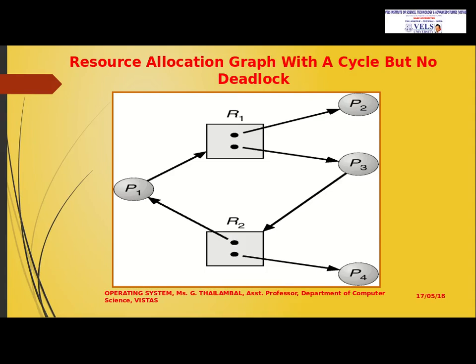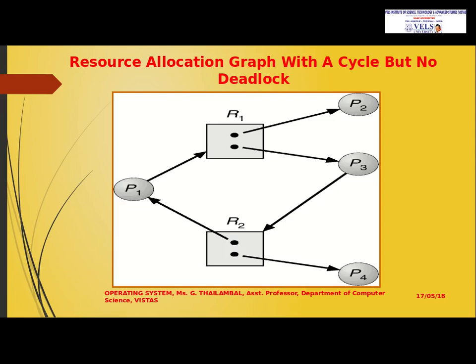So basically if a resource allocation graph has some cycle, there is a possibility of deadlock, but it doesn't mean that definitely it needs to have a deadlock. So we will see this with this example diagram. See here, P4 is allocated with one instance of resource R2, but it is not requesting any resource. So once P4 gets completed, it will release the instance of R2 which is requested by P3.